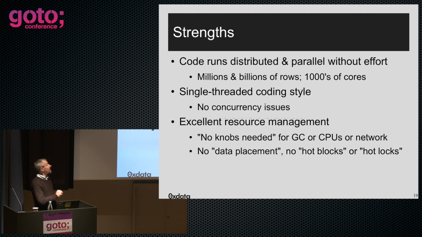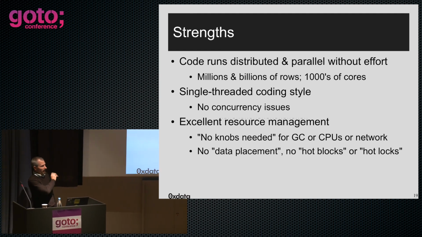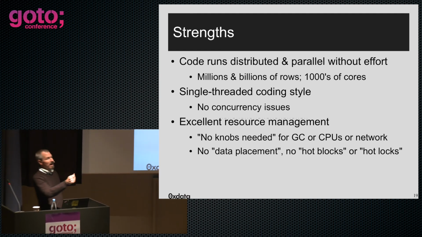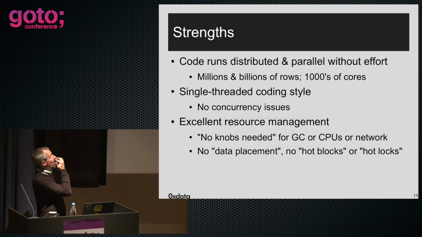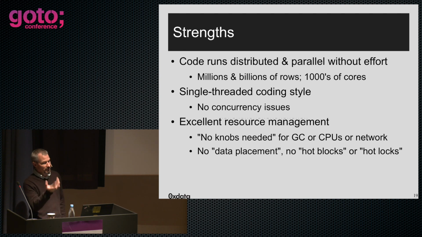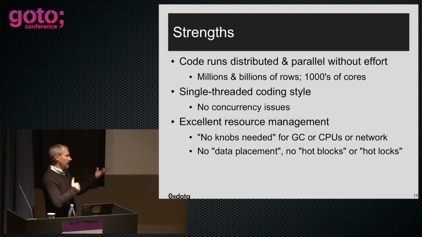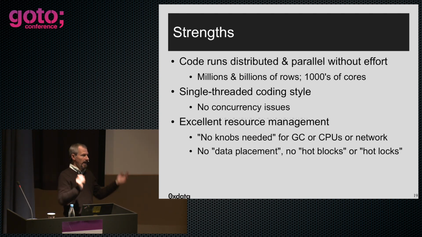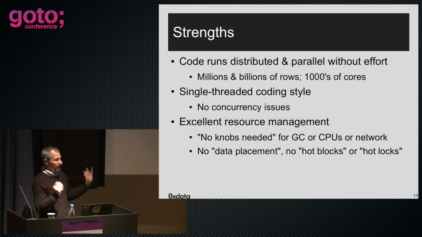Okay, the strength here is that the code runs distributed in parallel without any more effort. And the code I was showing here actually works just as written. You just say new MapReduce task, override map and reduce, bang, done. You can write in a single-threaded coding style, so there's no synchronization, and no talking to the cluster mechanics to do any setup.